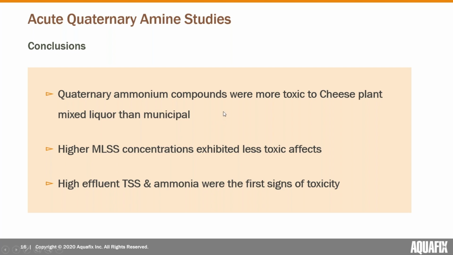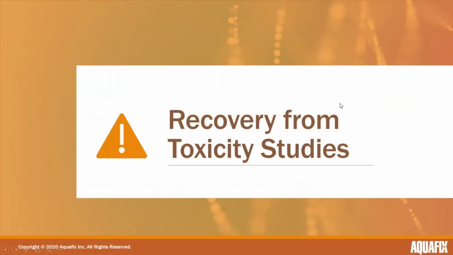So why would a cheese plant be more toxic than a municipal plant? That's a good question. We believe it's due to the diversity of bacteria in a municipal plant, and they have less diversity in a cheese plant. This causes the toxicity to be more lethal in a cheese plant.